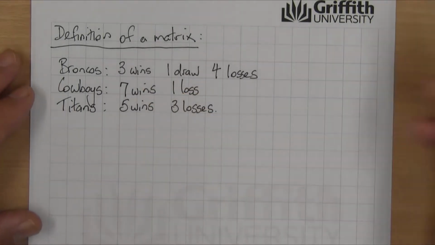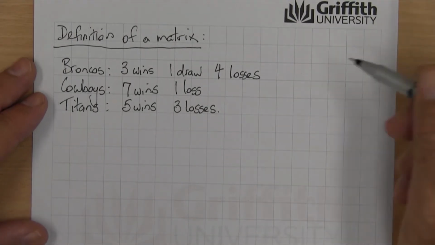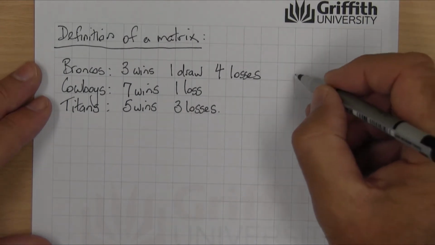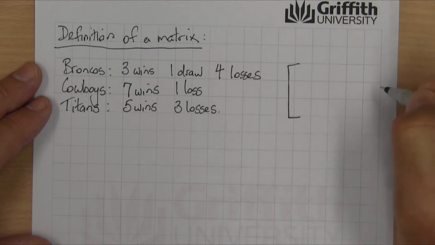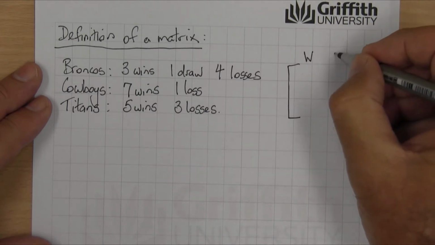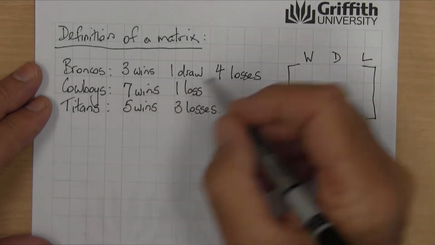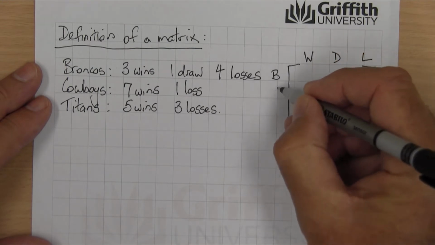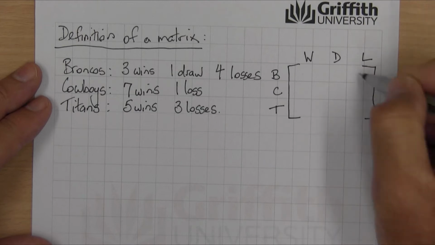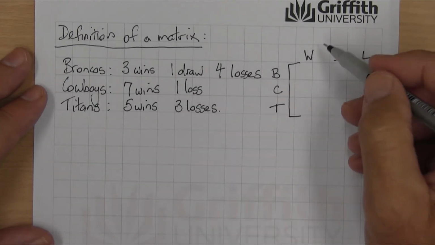Okay, so these 3 teams are playing in a much bigger competition, not just the 3 teams by themselves. What we could do is set up a grid that had wins, draws and losses across there, and we can put the Broncos, Cowboys and Titans there. Now we could fill this with numbers that represent the data that we're given.